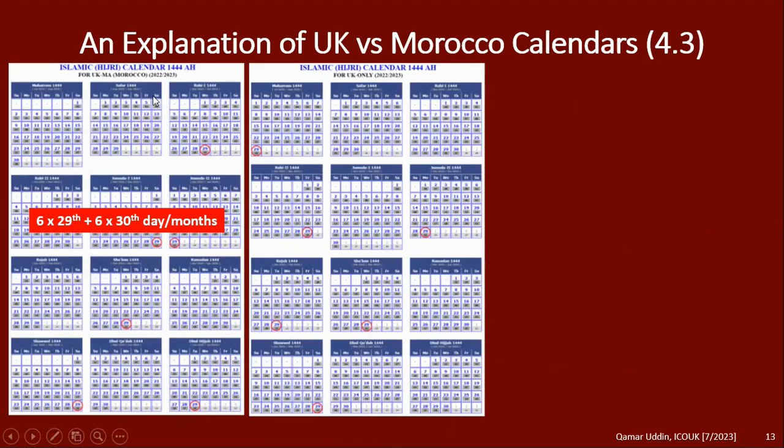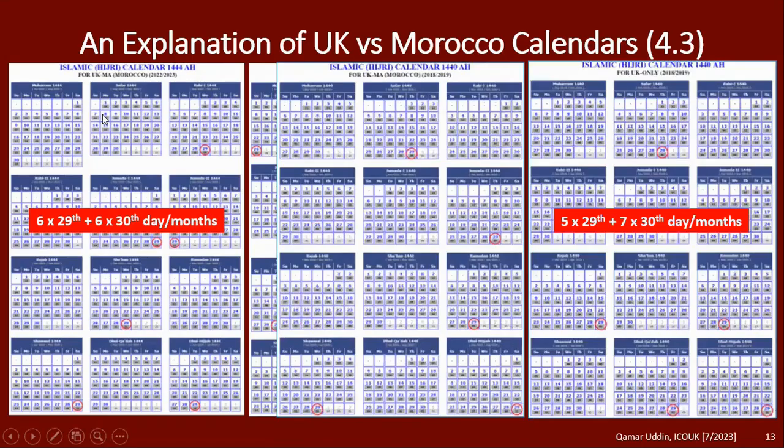In 1444, this current year, we had 6 29-day and 6 30-day months in the UK, as well as in Morocco, based on their own phase of the moon, their own count. You can count the number of 29 days. I put a red circle here, or you can go to the website and find out.